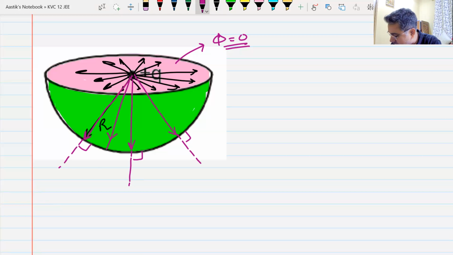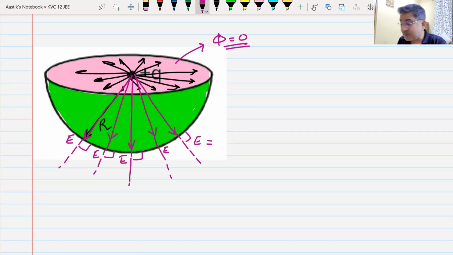Whenever this electric field line goes, it is crossing this curved surface perpendicularly. Do we understand this, or has this gone above our head? Understood, sir. So everywhere they are going, the angle is 90 degrees, and the value of electric field at all the points is the same. Yes or no? And how much is the value of this electric field? It is KQ by R square, where R is the radius of the sphere. Yes, sir.